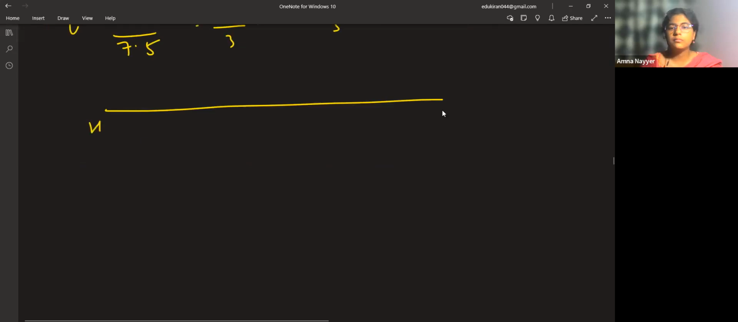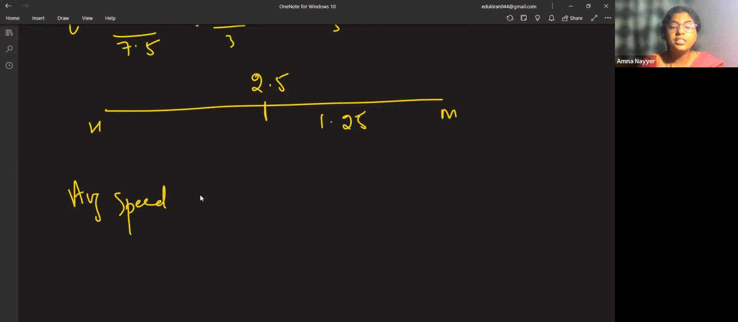Home to market total, this was 2.5 kilometers. While returning back, this would be half of 2.5, 1.25. Now see, when you are calculating the average speed, you take the total distance. Total distance means the entire path that is being covered, whether the person is going to the market or coming back to home. You will consider everything.